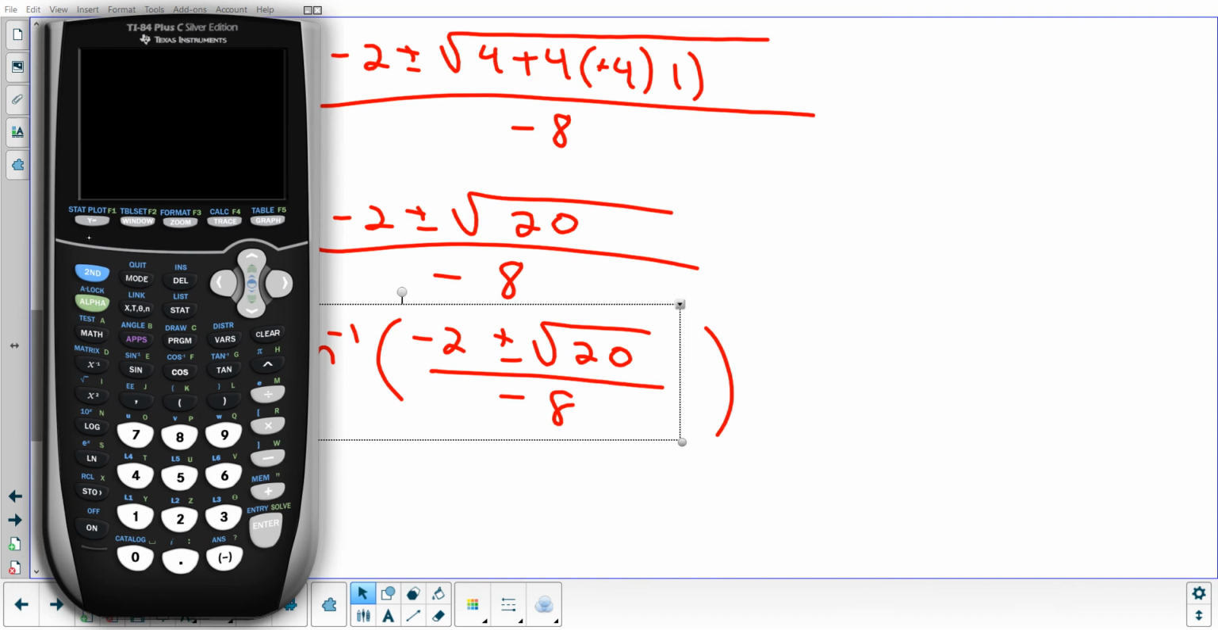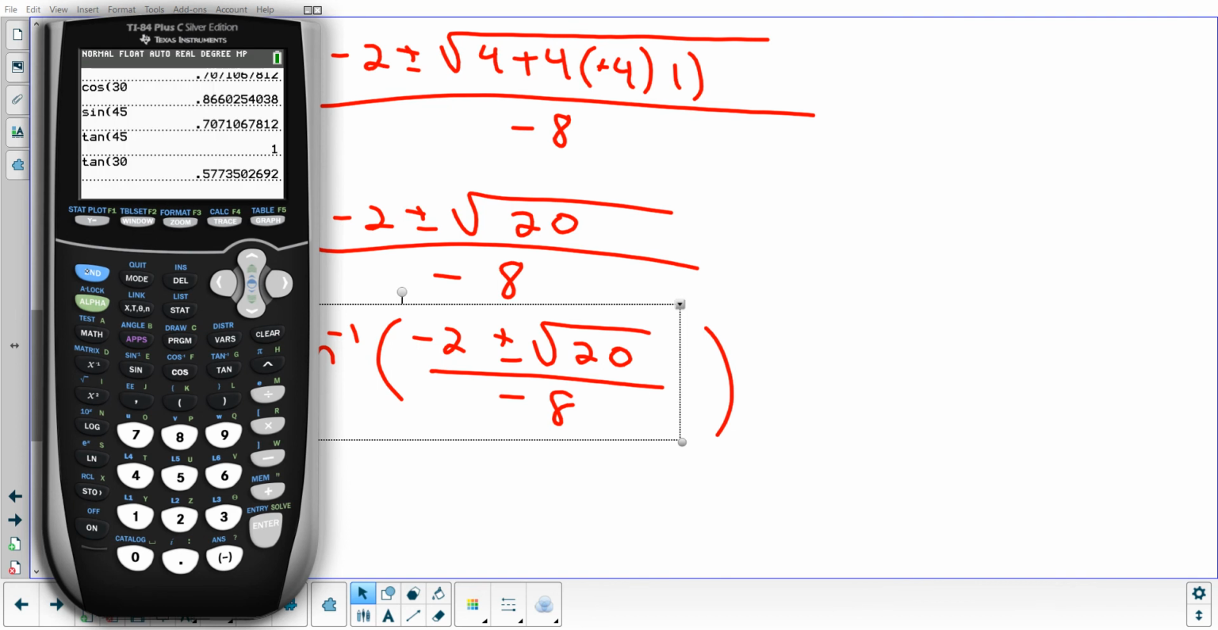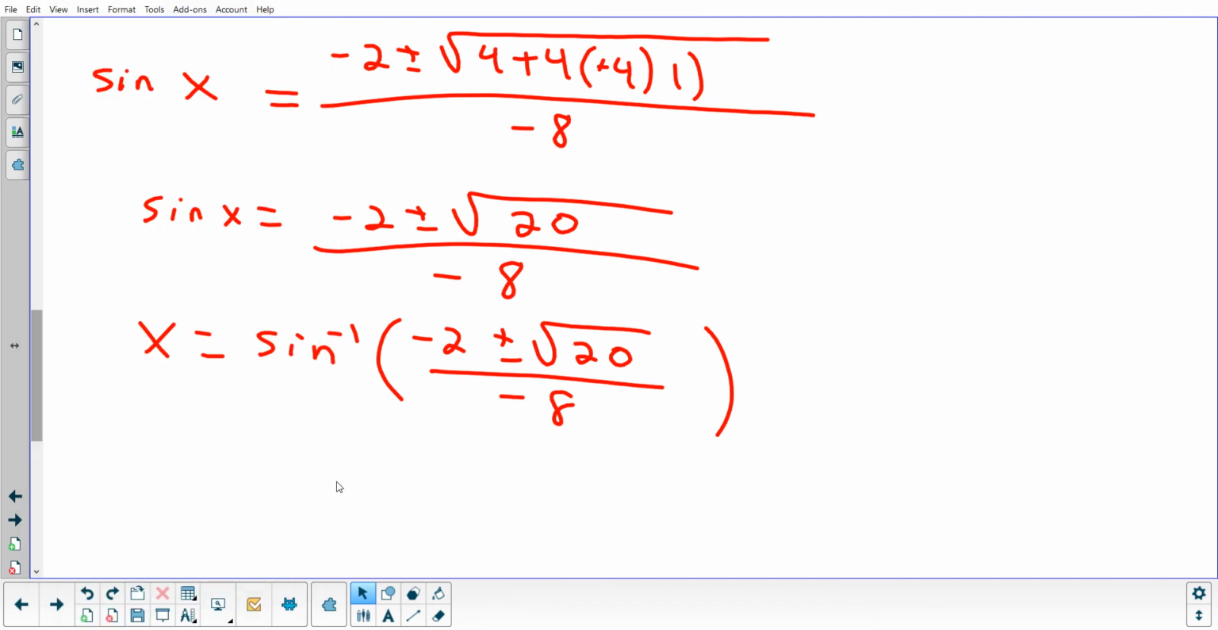Can't we change square root 20 to 2 square root 5 and simplify it so it's -1 plus or minus square root 5 over -4? Yes. So you can simplify it, but because all I'm doing with it is plugging it into inverse sine, and that's going to be my final answer, that's just really an extra step where we could make a mistake. So you could, but I wouldn't. Are there any questions why I wouldn't do that right here?